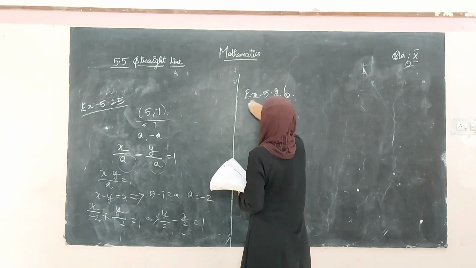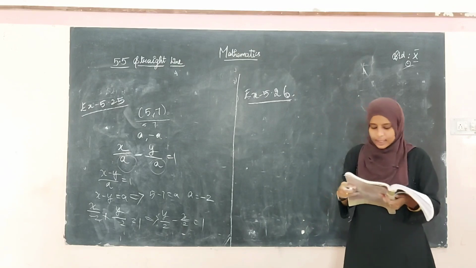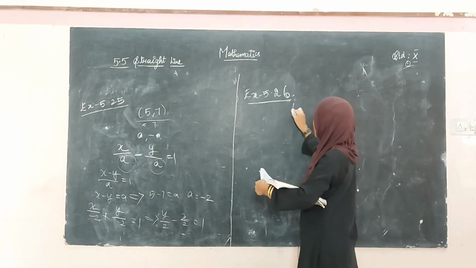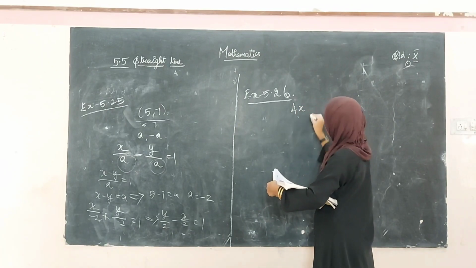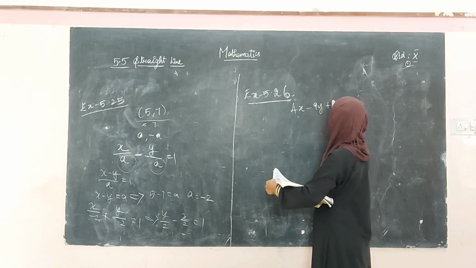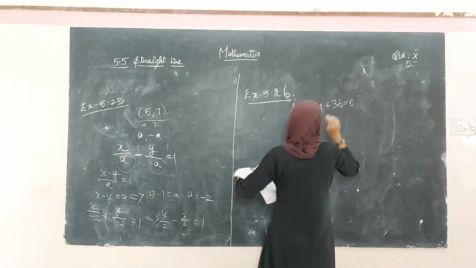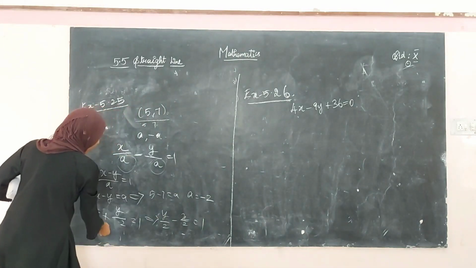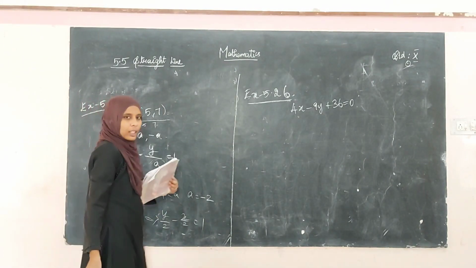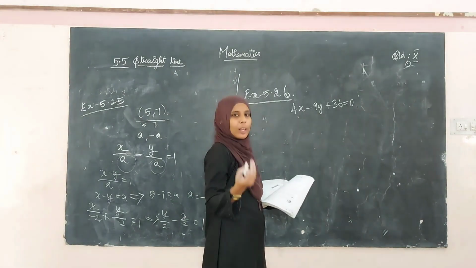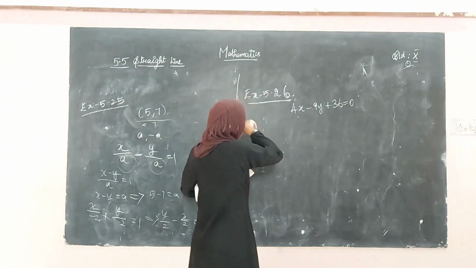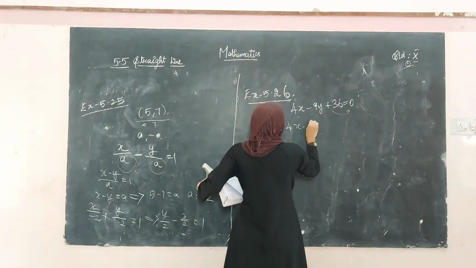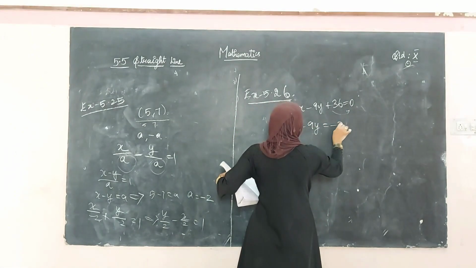Example 5.26. Find the intercepts made by the line on the coordinate axis. So how does the given line equation look? 4x minus 9y plus 36 equal to 0. Now we have to find the y intercept and x intercept. If you write this equation in this kind of format, we can find the value of the x intercept and the y intercept. So for that, bring this 36 to this side. 4x minus 9y equal to minus 36.